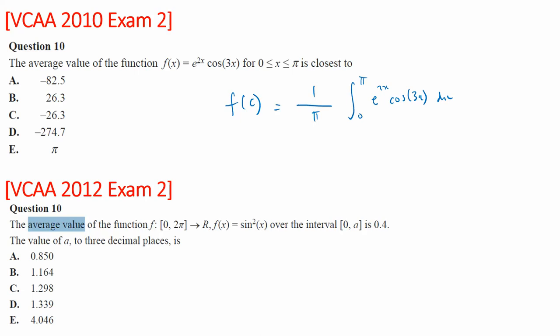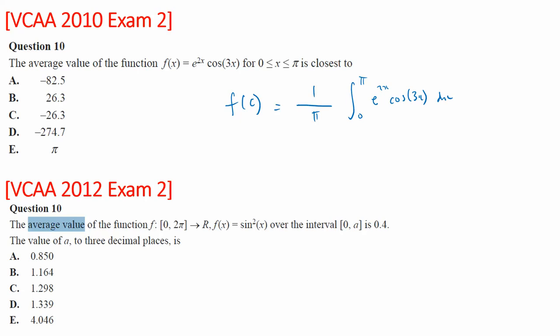The average value. It literally said the average value of the function is 0.4. So they literally just said to you the average value of the function is 0.4. But they tell you the interval, so read the question properly. They word it that way, but really just try to understand what they're telling you. So they just told you this is 0.4.